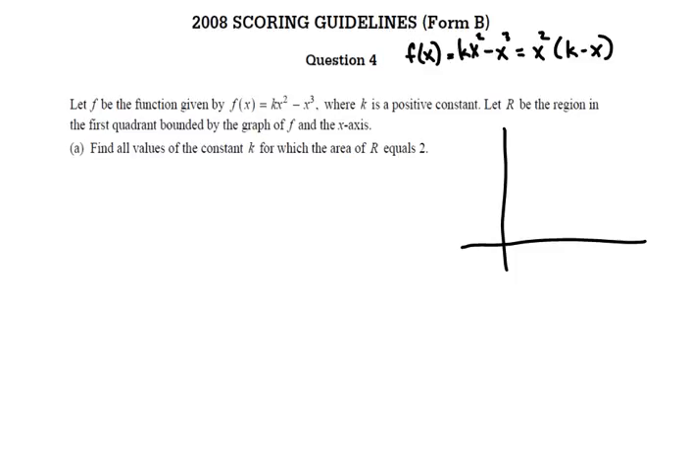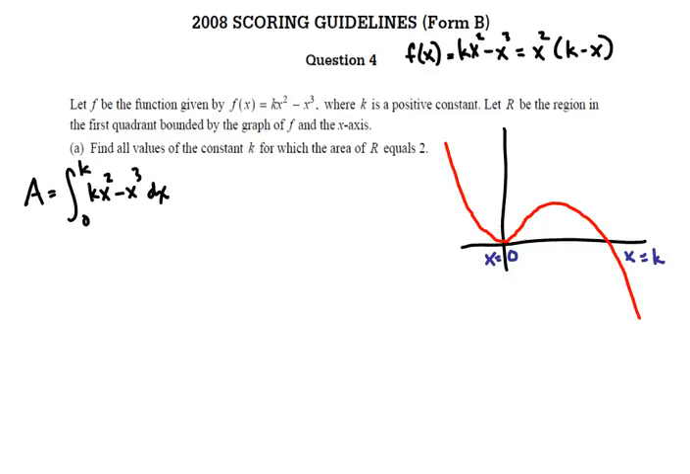And since we know this is a cubic function and the leading coefficient is negative, that's got to start at positive infinity and work down to negative infinity. And it's going to have a double root at x equals 0. So we could assume that the graph looks something like what we see here, where the second x-intercept is going to be at x equals k. And of course the first one is at x equals 0. Alright, so we're looking to find all values of the constant k for which the area of R is equal to 2.